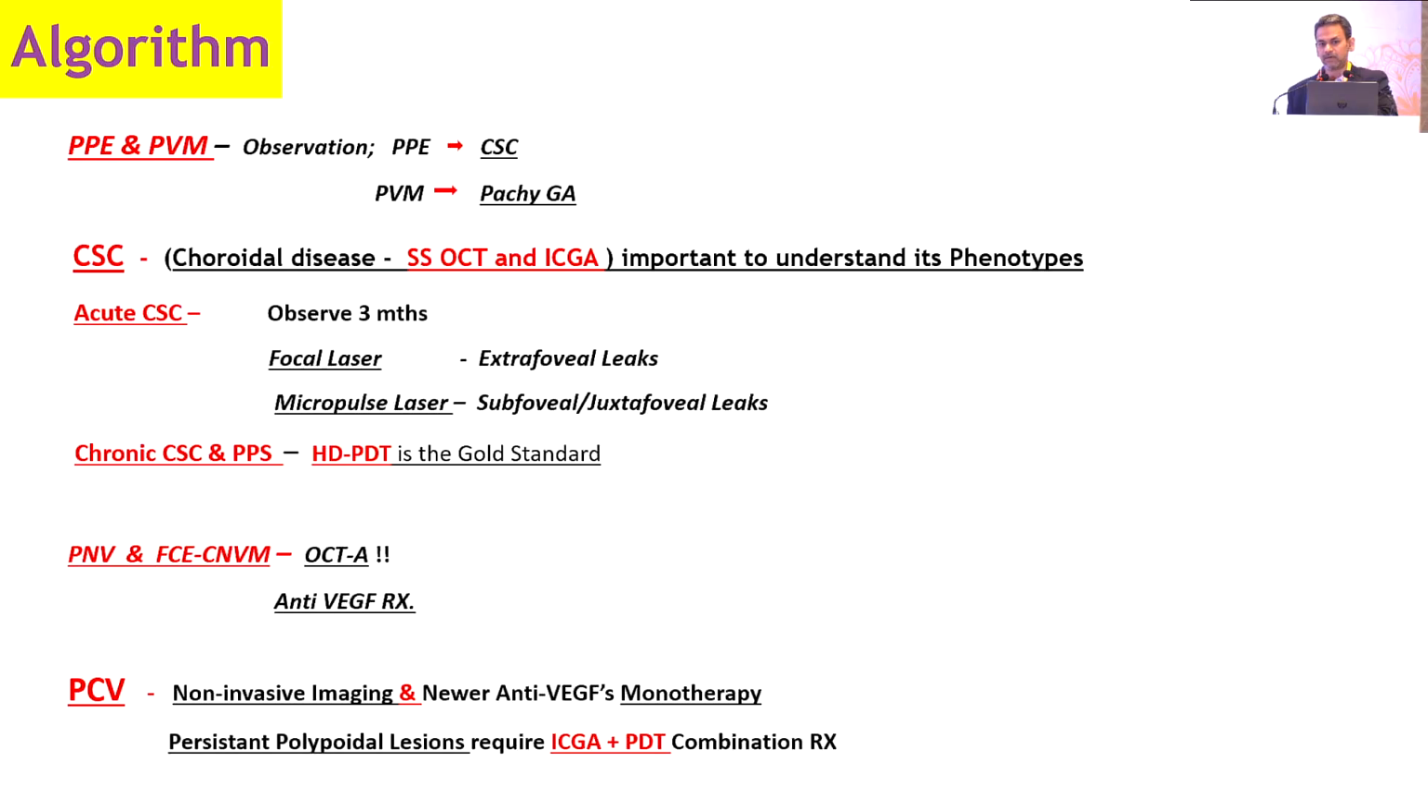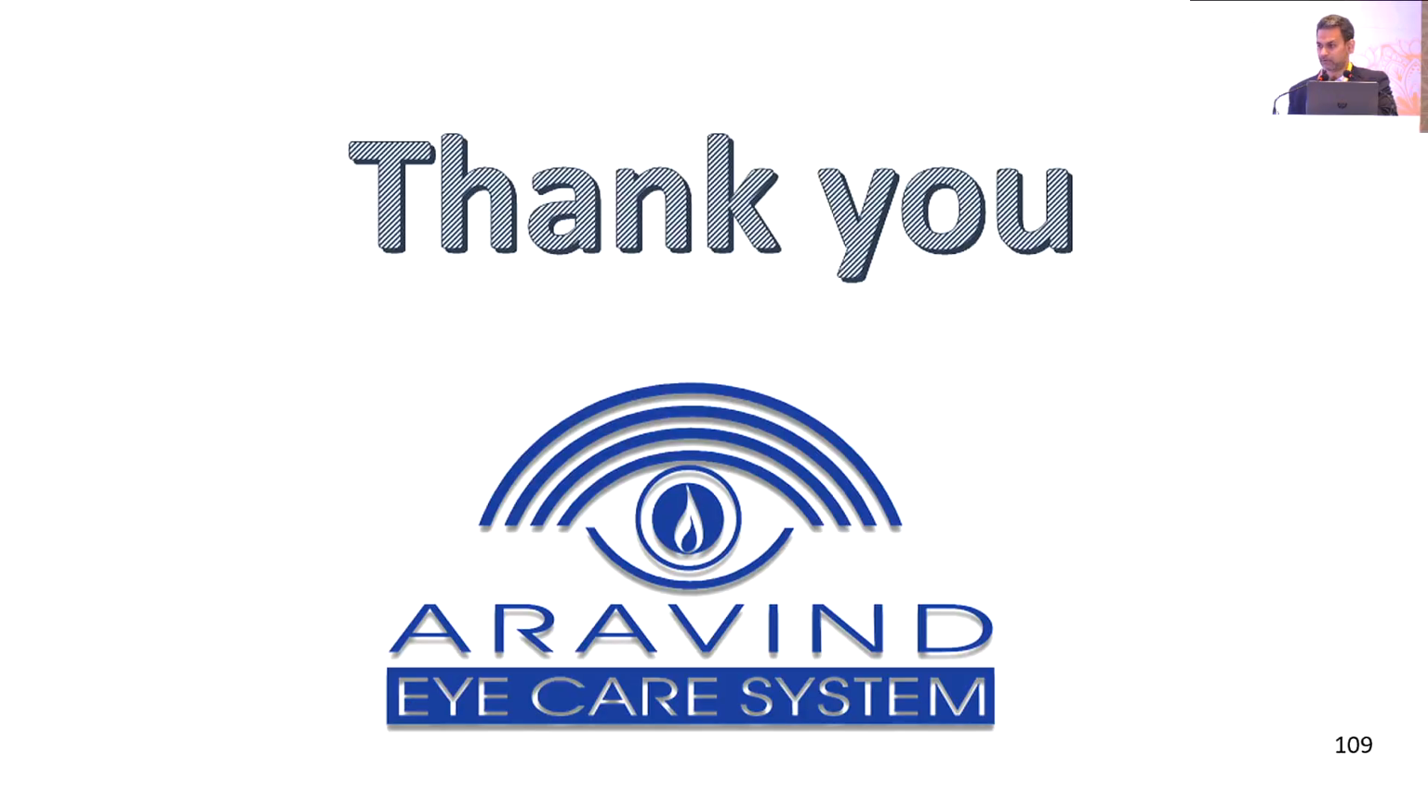For pachyneovasculopathy and FCE-associated CNVM, OCTA is very important, sensitive and specific to pick up. With anti-VEGF therapy, only a few injections are sufficient. PCV is now moving to non-invasive imaging, and newer anti-VEGF monotherapy is the first line. If there is a persistent polypoidal lesion, go for ICG and combine PDT as a rescue therapy. So thank you for your kind attention.